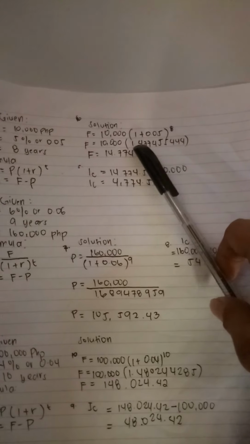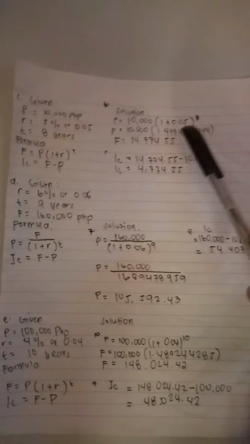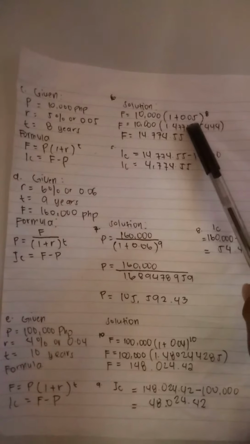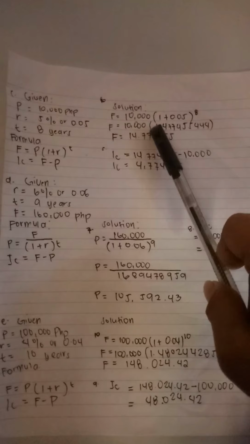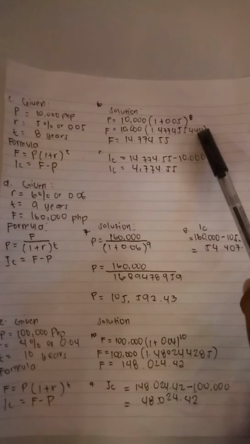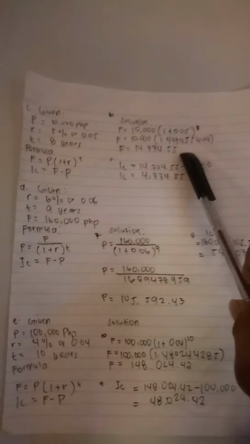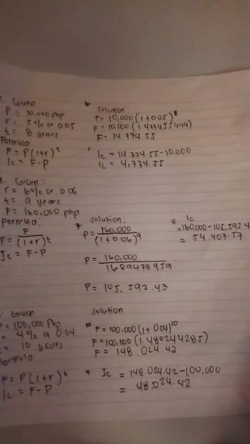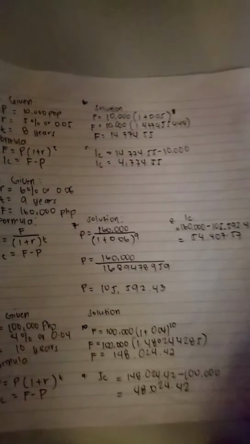For the solution of future value, we have a 10,000 open parenthesis 1 plus 0.05 close parenthesis over 8. Then bring down lang po yung 10,000, then ito lang po yung isi-solve muna. Then pagka-solve nyo po, ito na po yung makukuha yung sagot. We have a 1.477455444. Then pag nakuha nyo na po yung sagot, i-times nyo na po yan. We have 10,000 times 1.477455444 is equals to 14,774.55. Bali, ito na po yung ating magiging future value.